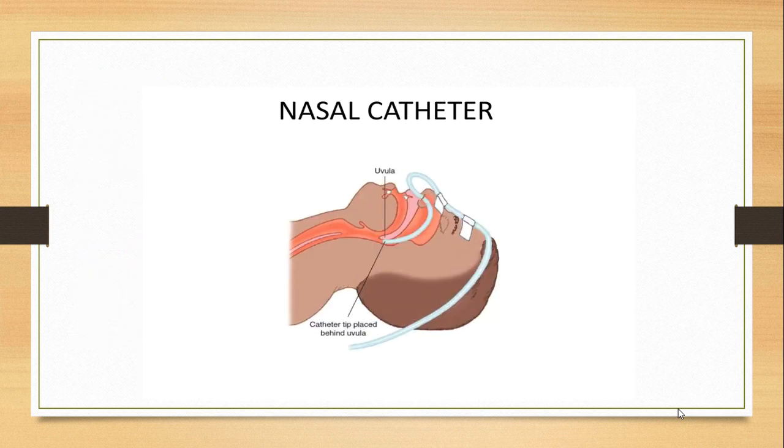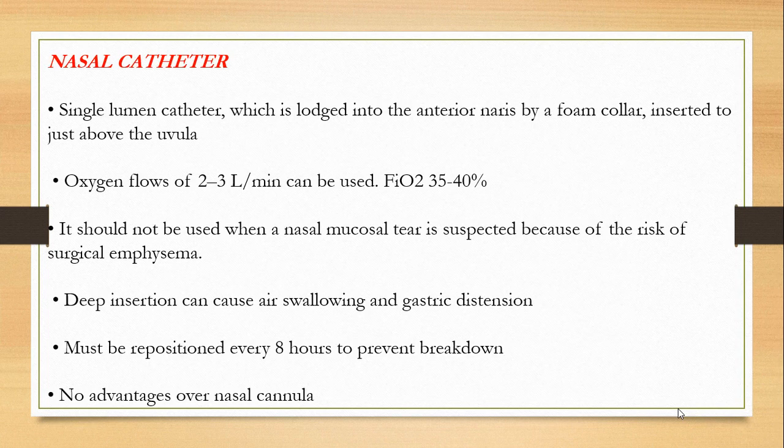Then a nasal catheter. A nasal catheter is a soft tubing which goes through the anterior nares and is lodged just above the uvula.